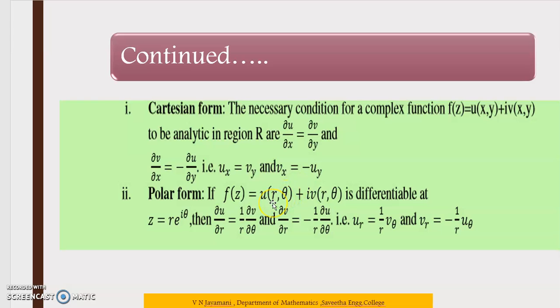In polar form, if f of z is equal to u of r comma theta plus i v of r comma theta is differentiable at z is equal to r e power i theta, then dou u by dou r is equal to 1 by r into dou v by dou theta, and dou v by dou r is equal to minus 1 by r dou u by dou theta. That is, in simple notation, ur is equal to 1 by r v theta, vr is equal to minus 1 by r u theta.